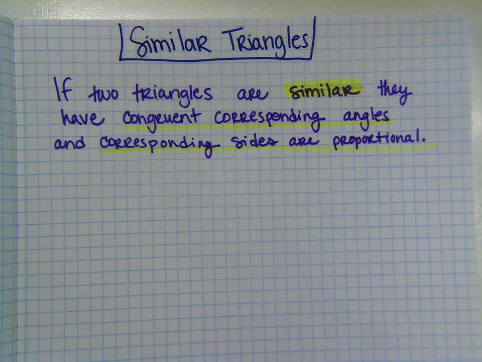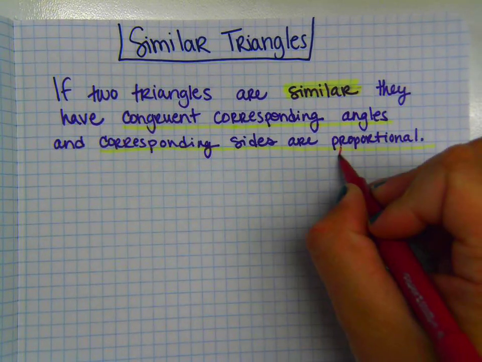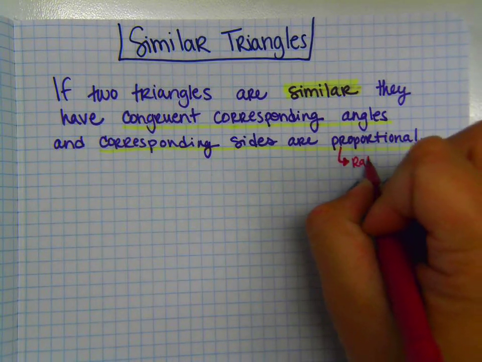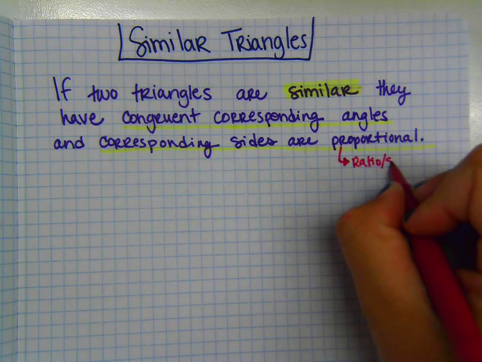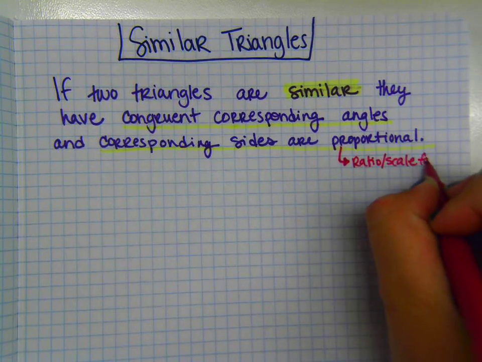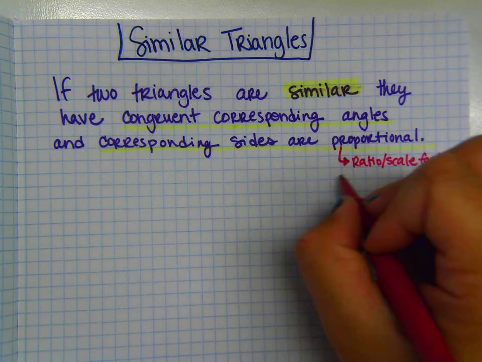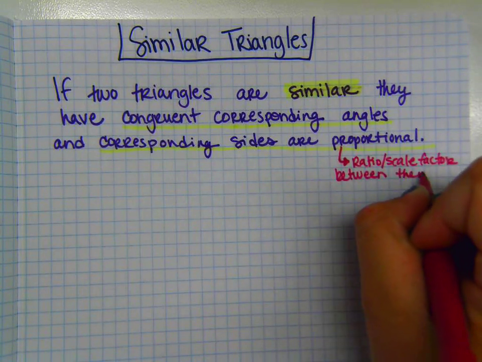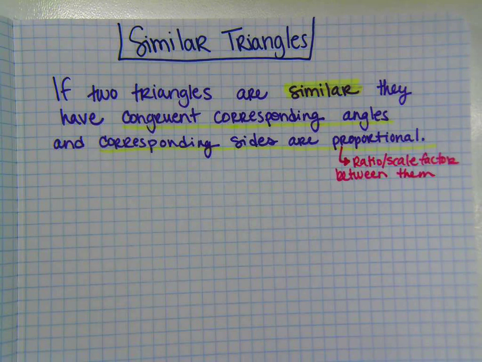Now let's talk about this word proportional. So proportional means there's a ratio, which we learned we can call scale factor, between them. So there's some type of scale factor between those corresponding sides that can get you from one to the other. That's what proportional means.